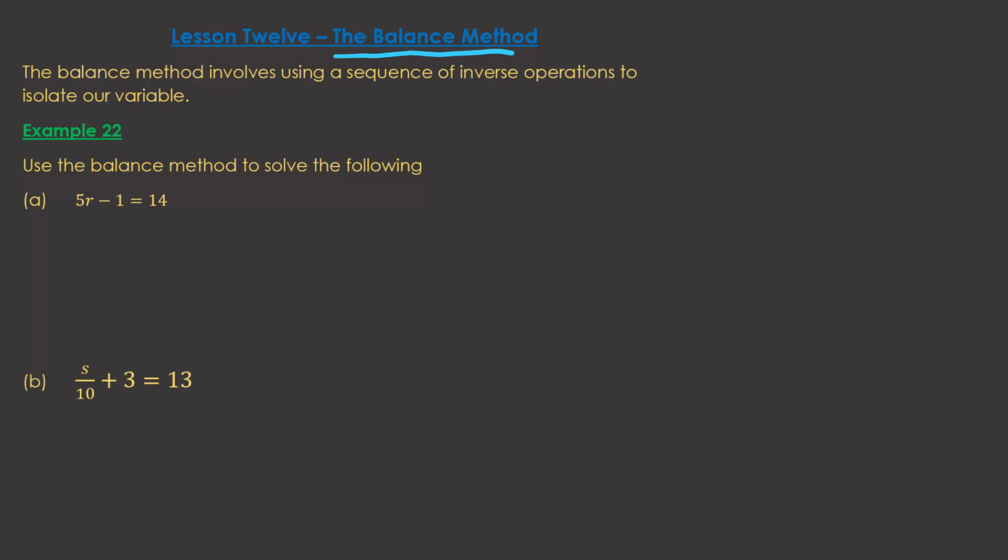The balance method involves using a sequence of inverse operations to isolate our variable, which means get the variable on its own so that we end up with, say, x equals and then a number on the other side. Now, you can use a flowchart to help you with the balance method, and I'm going to do that just for part A, and you'll see how that works.